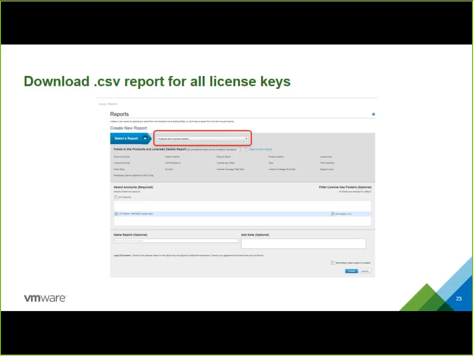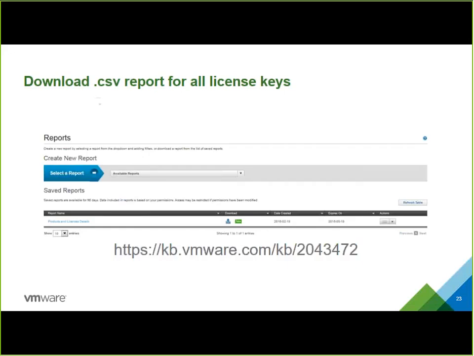So you will need to select a report that you would like to generate from the drop-down list here. Then select the entitlement accounts that you would like the report to pull from. And then here you can create a report name if you would like. Or continue on and click the Create button to generate your report. You will then click the CSV icon to download your license report.